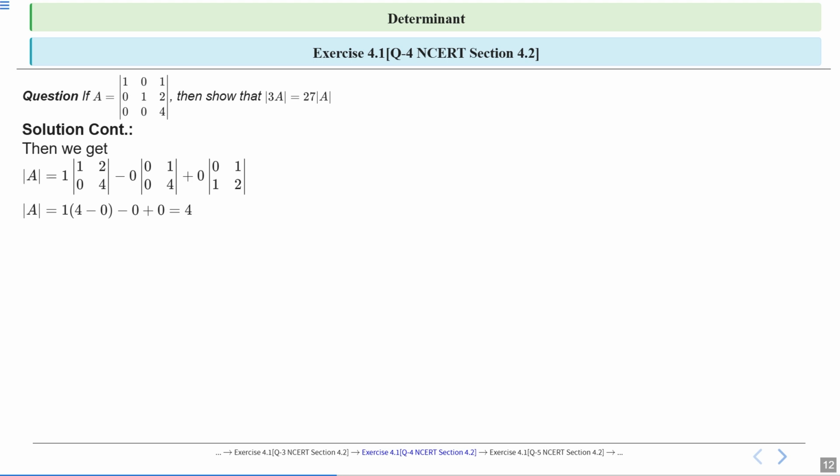So determinant of A is 1 into 4 minus 0. And 4 minus, we apply the formula for the determinant of 2 cross 2. Multiply the diagonal elements, that is 4 into 2, and minus the off-diagonal elements, that is 2 into 0. So 0. So determinant of A is 4.